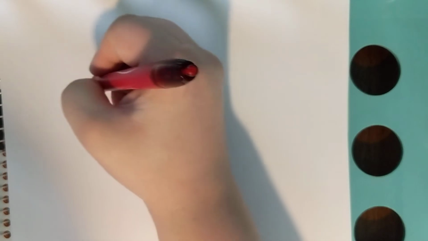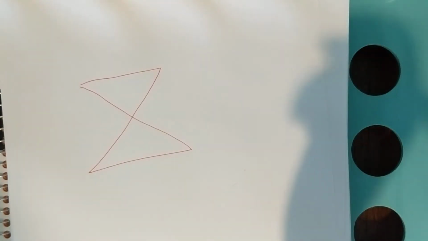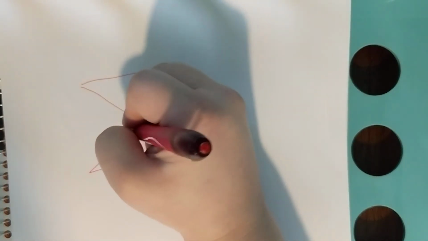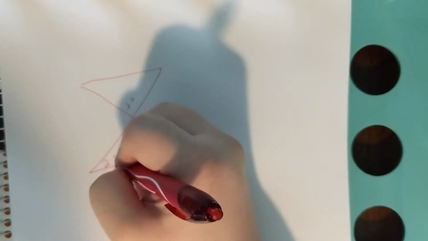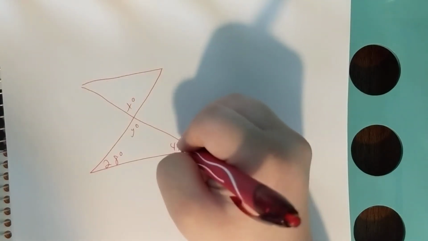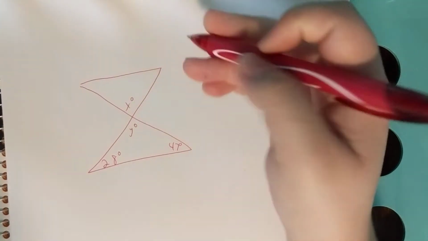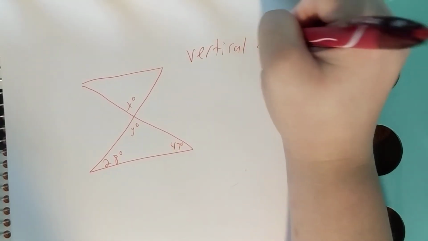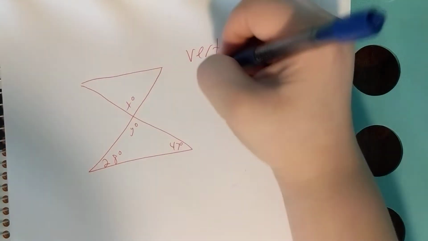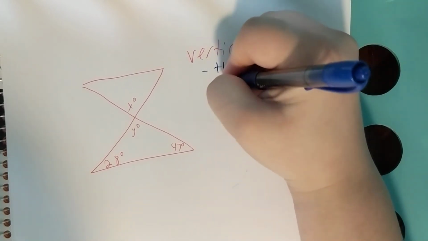It says find the measure of angle x. So it looks something like this. It's like 2 triangles. Okay, and it says x and y, and I'm going to say 28 and 47. Okay, so x and y here are what we like to call vertical angles. This means they have the same measurement.